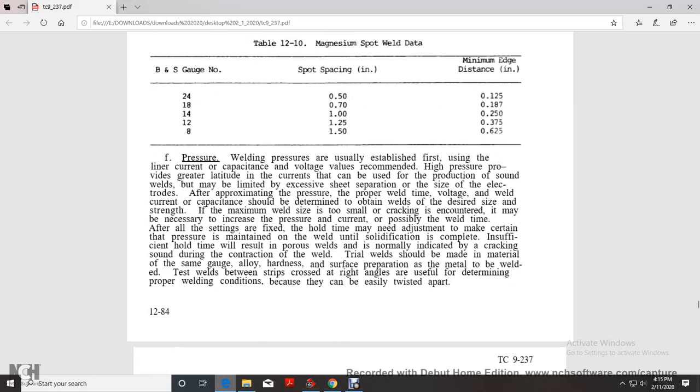Pressure. Welding pressure is usually established first, using the lowest current capable of producing the recommended value. The high pressure provides a greater latitude, so that higher currents can be used in production, and surface welds must be limited to avoid excessive sheet indentation from the electrodes.